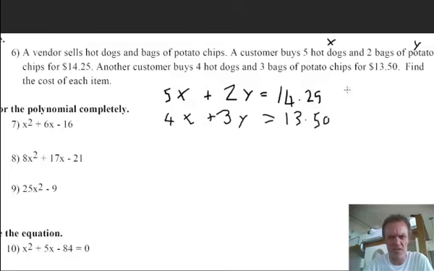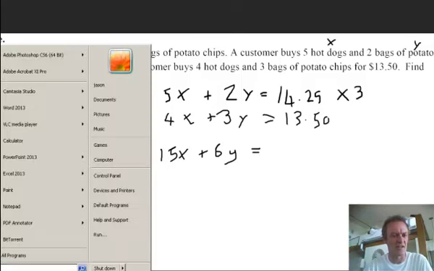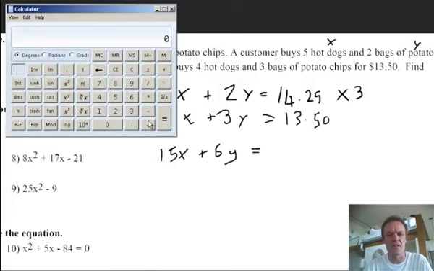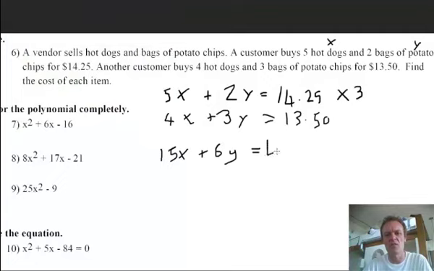If I multiply this one by 3, I'm going to get 15x plus 6y equals whatever 3 times 14.25 is. If only I was a good math person. Right. 3 times 14.25 equals 42.75.